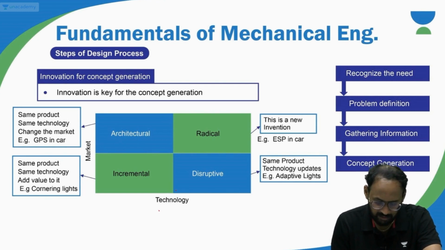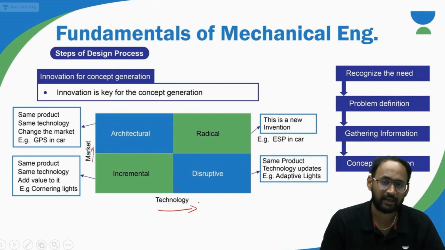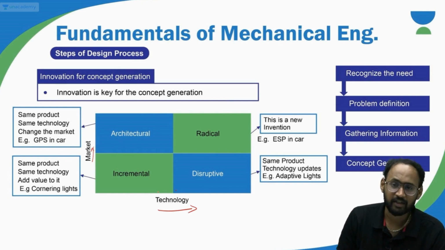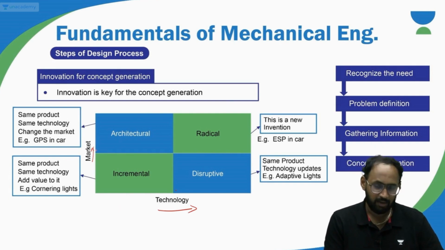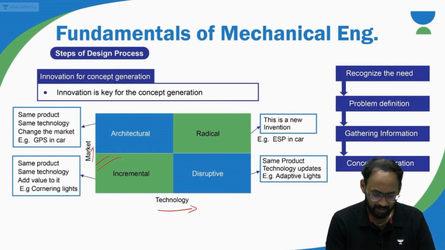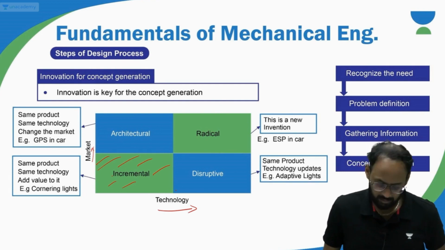Say for example, we have a matrix. On the x-axis we have technology, and on the y-axis we have market. If the technology is less, and the market is also pretty much less, then we are in the area of incremental innovation. Incremental innovation can also be thought of as a delta innovation.